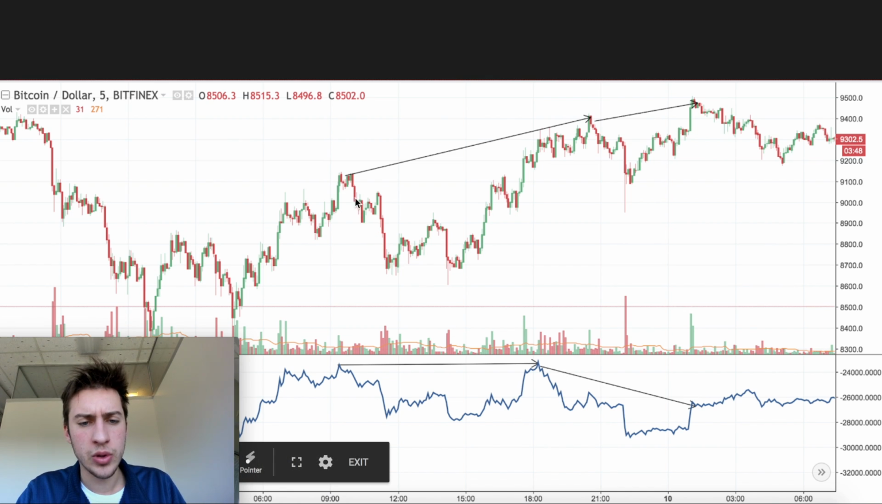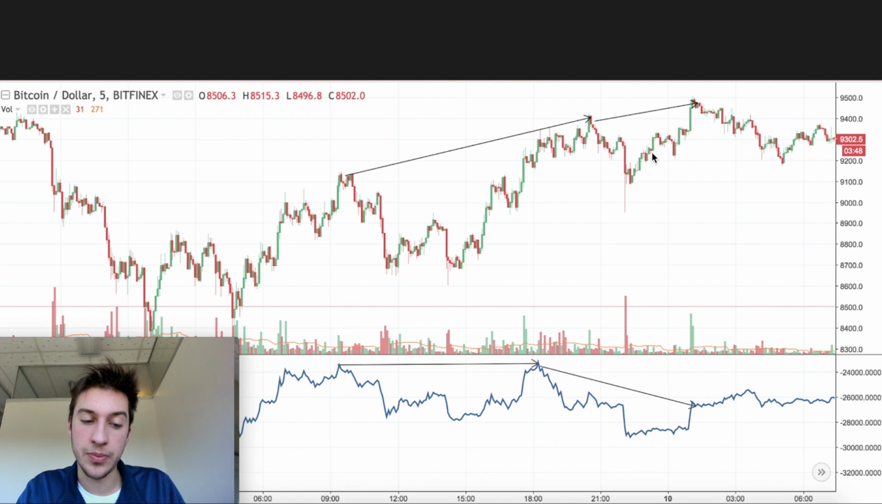We have an uptrend. We have price making a new high. OBV does not make a new high. It stays flat. Price makes another high. OBV actually goes much lower because we're seeing a lot more negative volume enter the market. This is not a great sign to buy. This is actually a pretty good sign to look for selling.